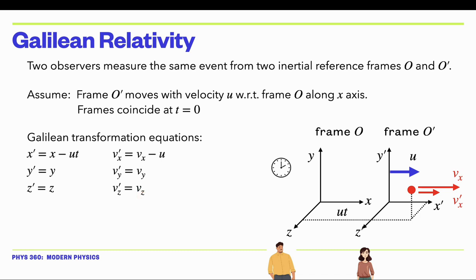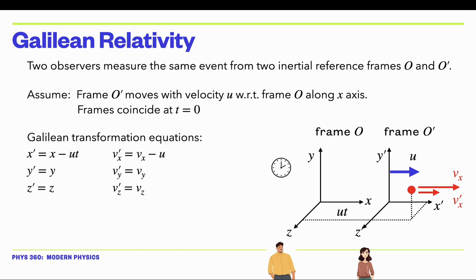So the way this looks over here is, imagine that you've got this person in frame O looking at this object moving through space. Frame O will see this object having a velocity vx. The person in O prime will see it have a different velocity, call it vx prime. The relationship between these things is very simple. In fact, vx is just going to be u plus vx prime. So you just add the velocities like that.